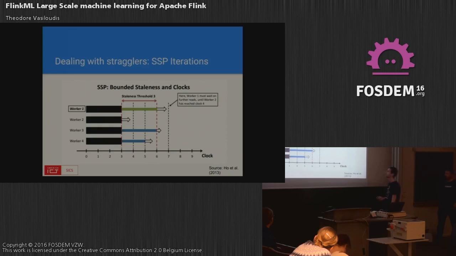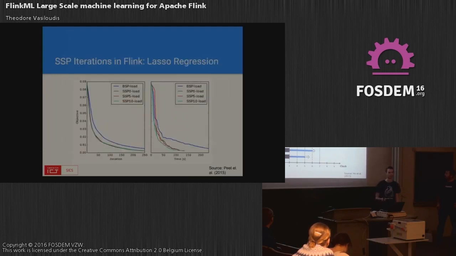Taking a look graphically, here worker 1 is the fastest one, and if it manages to reach iteration 7, since we have a staleness threshold of 3, it will actually have to stop there and wait for worker 2 to catch up before moving on to the next iteration.